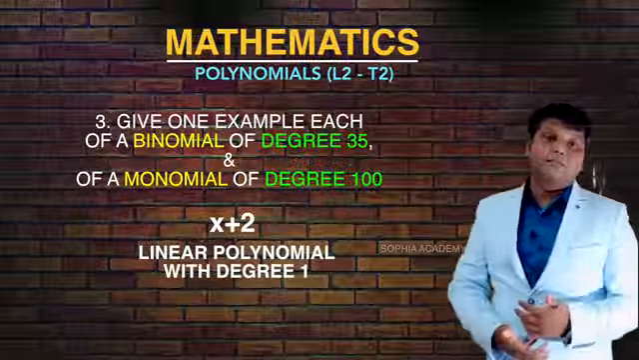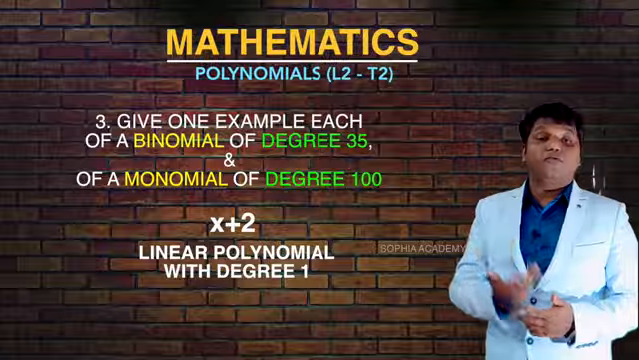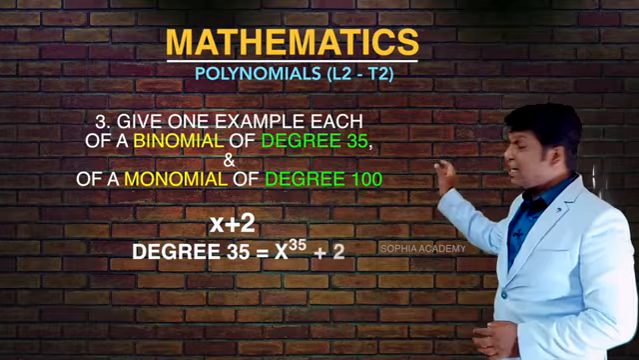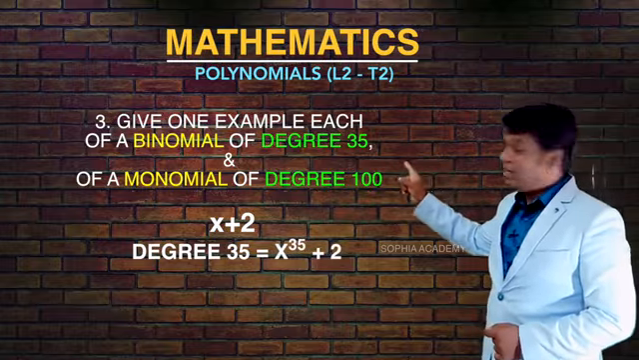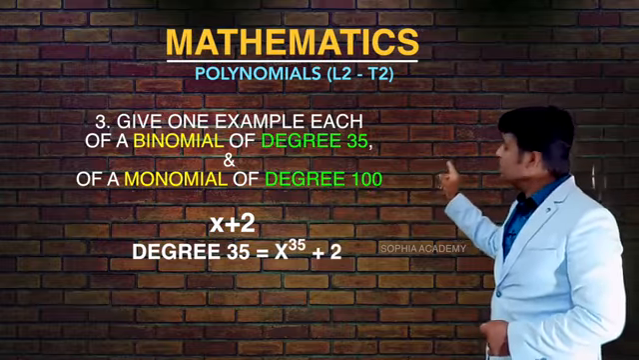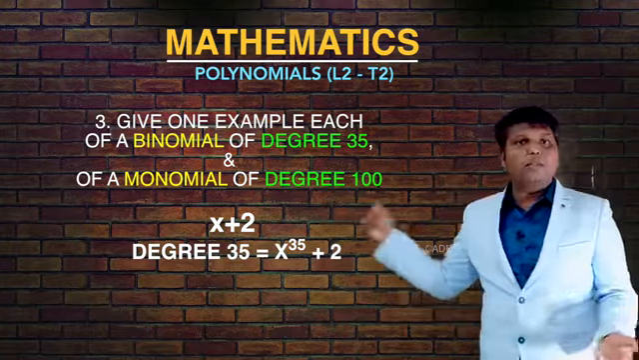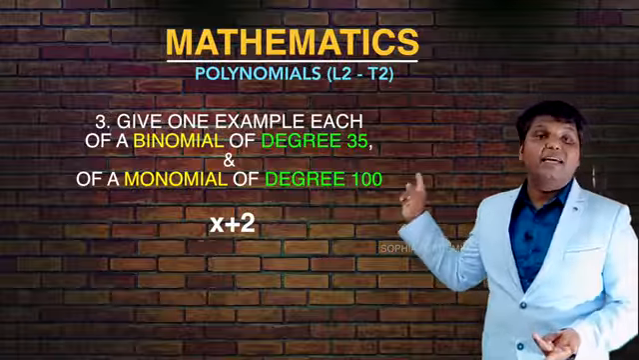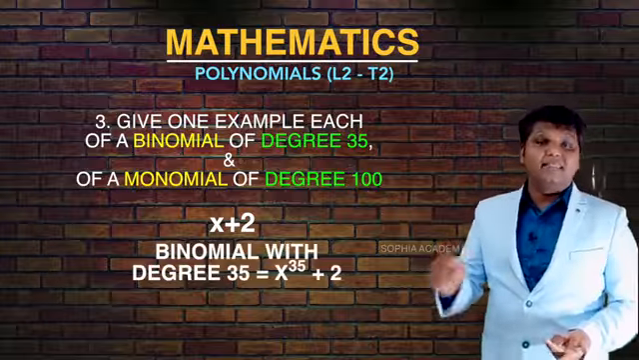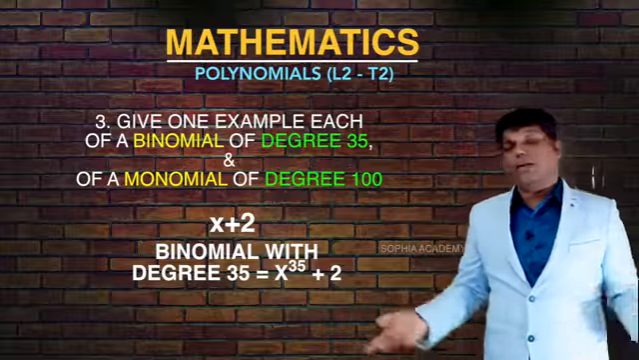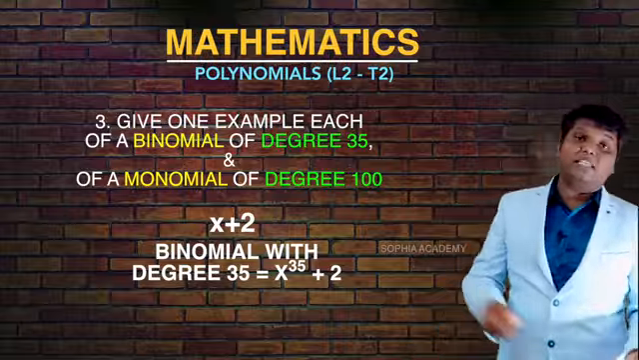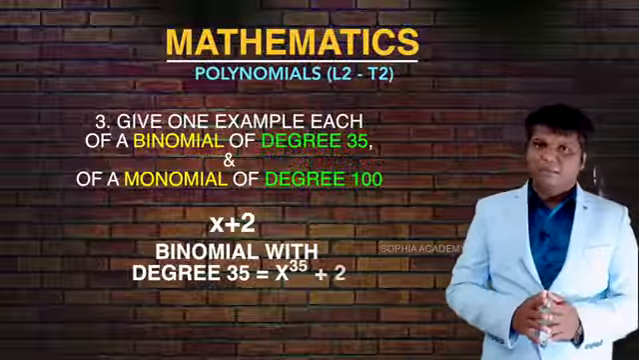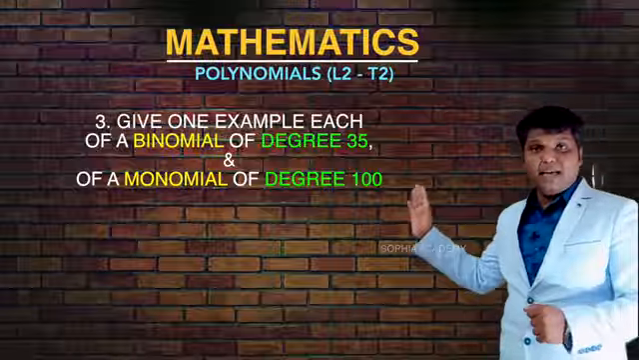We want to change it to degree 35. What do we have to do? It's simple. Just place 35 on the top of x so that it will become x raised to 35 plus 2. That's all, because it's a binomial. Two terms are there, and now the power became 35. So we can say this is a binomial with degree 35. You can write x or you can write y, it doesn't matter. You can simply take x plus 37, x plus 93, anything. It should be a binomial, that's all. That's the condition.